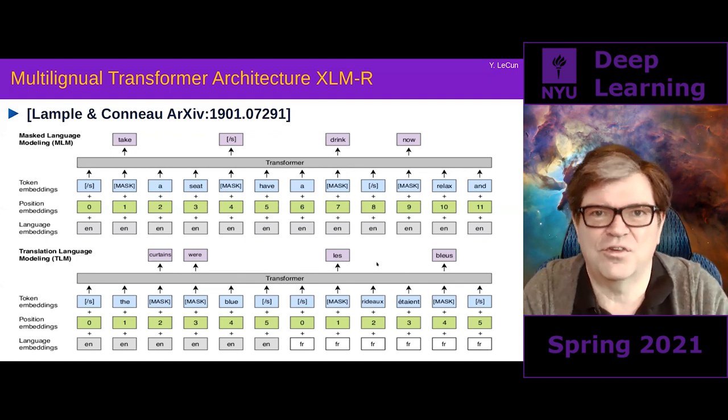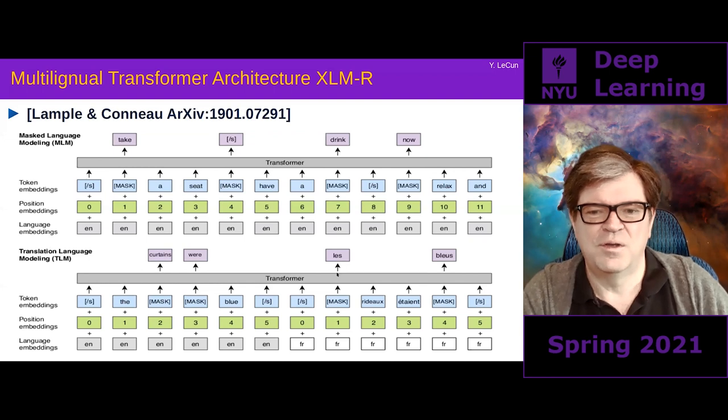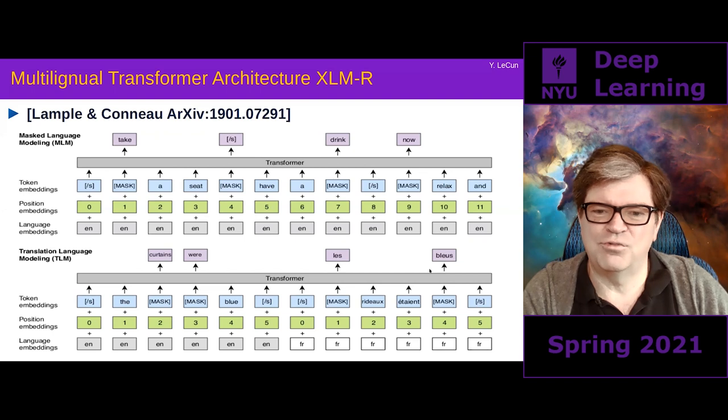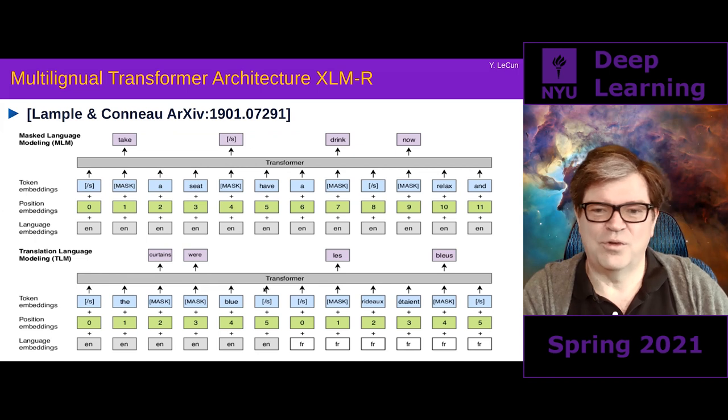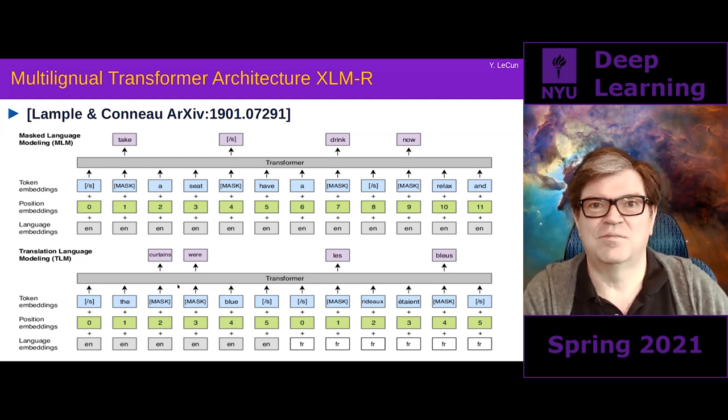And as a consequence of this training, when the system wants to produce the word bleu in French, which corresponds to the word blue in the English version, it doesn't have that word in French, but it has it in English. So it learns the translation, okay, automatically. It learns to pay attention to the corresponding word in the English translation. So you train the system that way to fill in the blanks, basically, in sentences. And what you get at the end is a system that can translate.